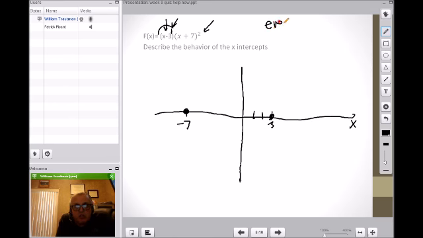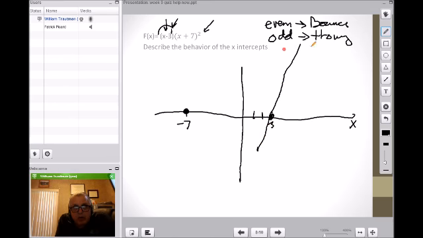Even powers, if you have even powers, the graph bounces. Now, the quiz might use other wording, but the graph bounces. Odd powers, the graph goes through. Do you see at x minus 3, there's no power for it, so it's a power of 1. It's odd. I know the graph is going to go through it. That's supposed to say through. The graph goes through that x equals 3.